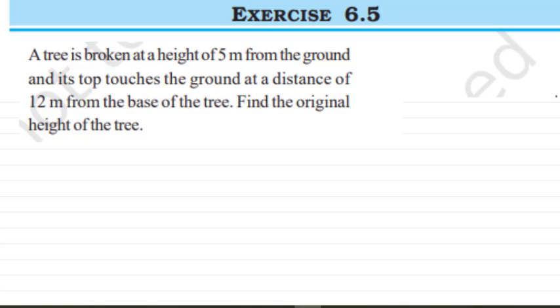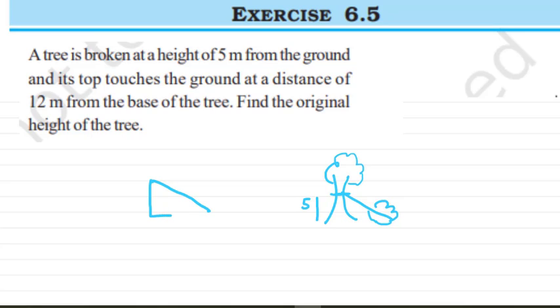So let's say we had a tree. Now what happened? This tree is broken at the height of 5. Suppose this is the height 5. So at the height of 5, this tree broke down and its top touches the ground. So here this top fell down like this. So here its top is touching the ground at a distance of 12 from its base.